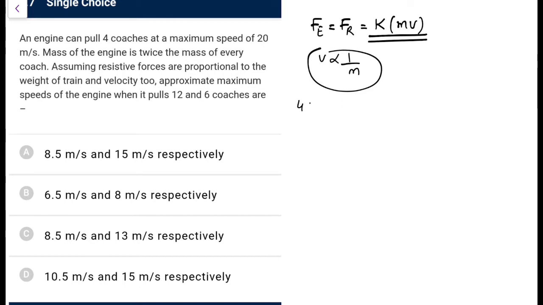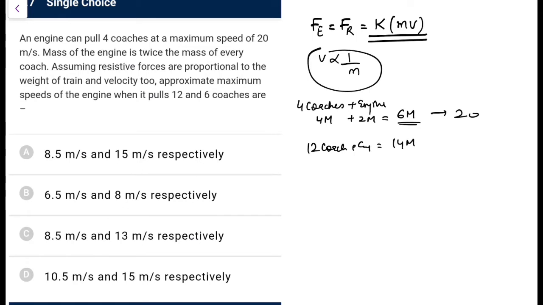So initially we had 4 coaches plus engine. Let's say its mass is m, so it is 4m, and the engine is twice, so 2m, that was 6m mass. And then the speed was 20. Now when 12 coaches are there, 12 coaches plus engine, that would be 12 plus 2, that is 14m. So mass has become 14 by 6 times. So the speed will become 20 into 6 by 14 times. That I can directly do from proportionality.